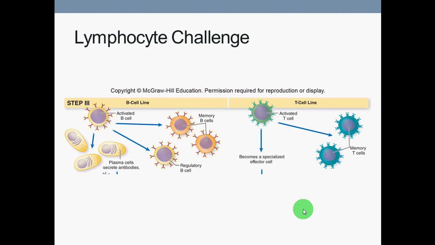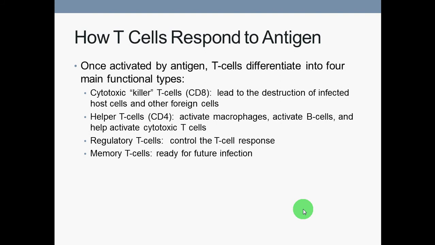T cells that are activated, so they've had antigen presented to them, start to differentiate. And we'll talk about what they differentiate into. Same with B cells. Once antigen is presented to them, they differentiate as well. And once activated by an antigen, T cells differentiate into 4 different types. I've already mentioned cytotoxic and helper, so let's talk about what exactly they are. What do they do?